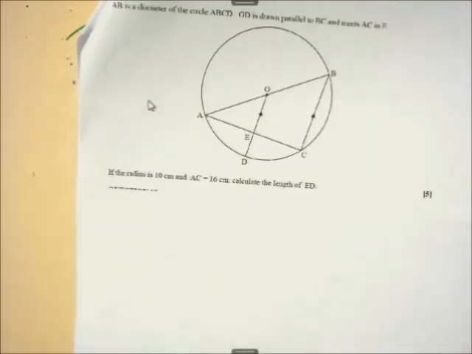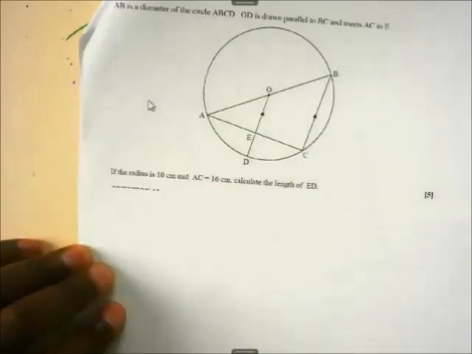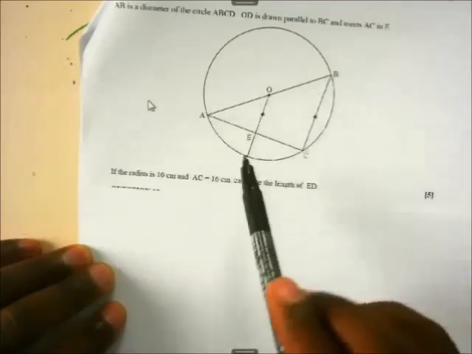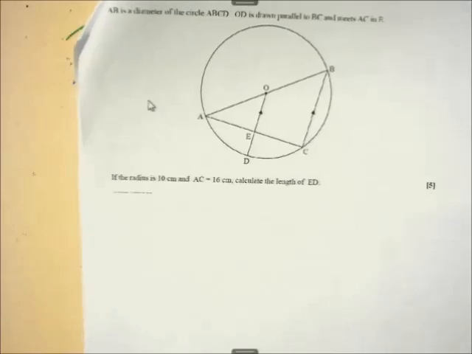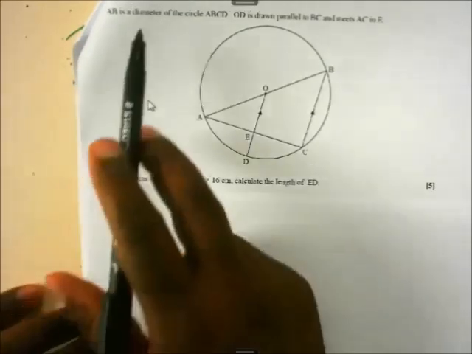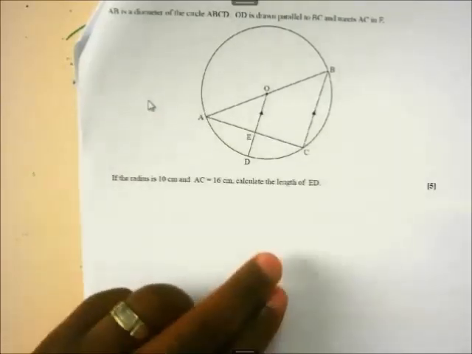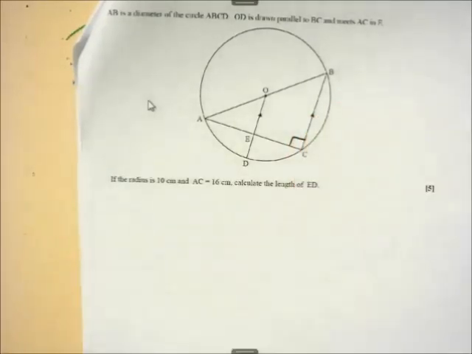Okay, right. It reads, AB is a diameter of the circle ABCD. It means A, B, C, and D are concyclic. They lie on the circumference of the circle. And once they say AB is a diameter, automatically you know an angle subtended by a diameter is 90 degrees. And you immediately mark 90 degrees there, because angle C is subtended by AB. Therefore, angle C will be equal to 90 degrees.